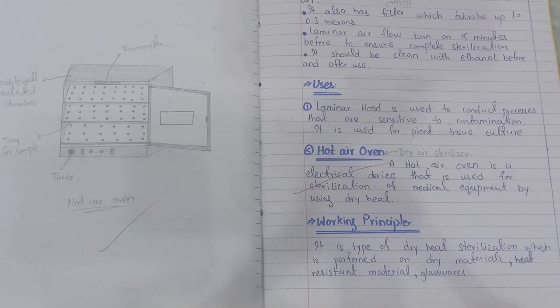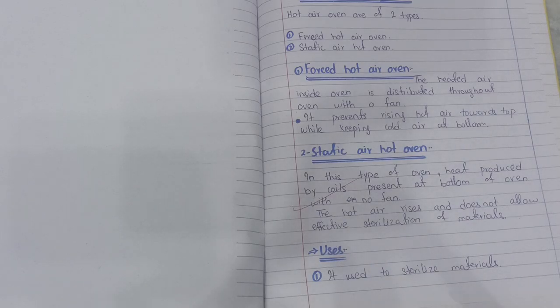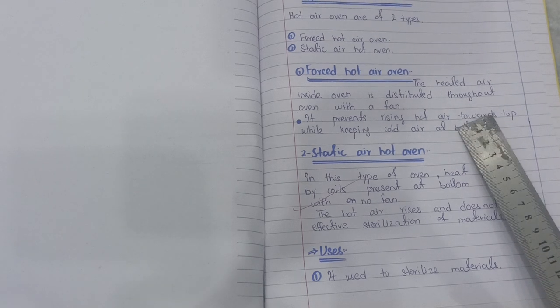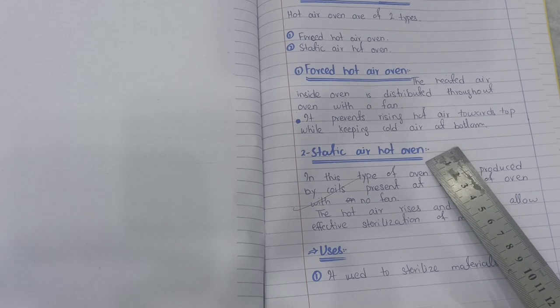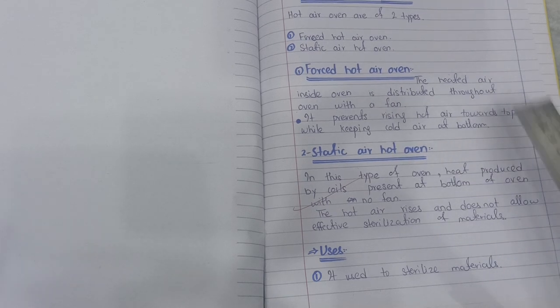Next is the hot air oven, as you can see here. It is an electrical device that is also used to sterilize, but with a dry heat process. The working principle is similar to the autoclave. Now the hot air oven consists of two types: forced hot air and static. In forced hot air, the heated air inside the oven is distributed throughout. While the static air oven has no fan in it to distribute the air, and it is also used to sterilize materials.